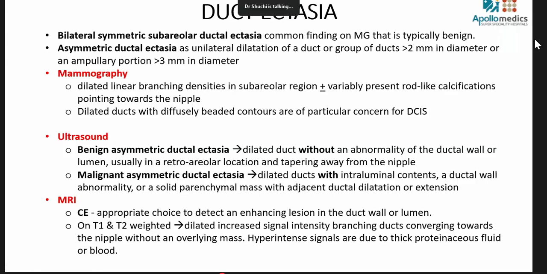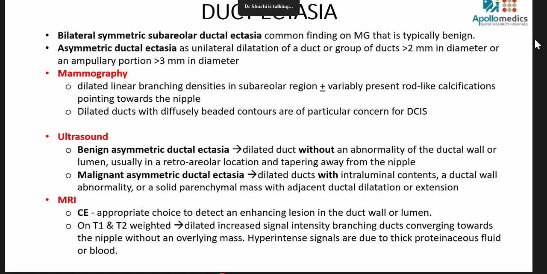The next common cause which you get in your daily clinical practice is ductectasia: bilateral, symmetrical subareolar ductectasia, though asymmetrical can also be there. We call it ductectasia if it is more than 3 mm in the ampullary portion and more than 2 mm in the periphery. Mammography will show dilated linear branching densities, dilated ducts. On ultrasound, it can present as benign asymmetrical ductectasia or malignant asymmetrical ductectasia.